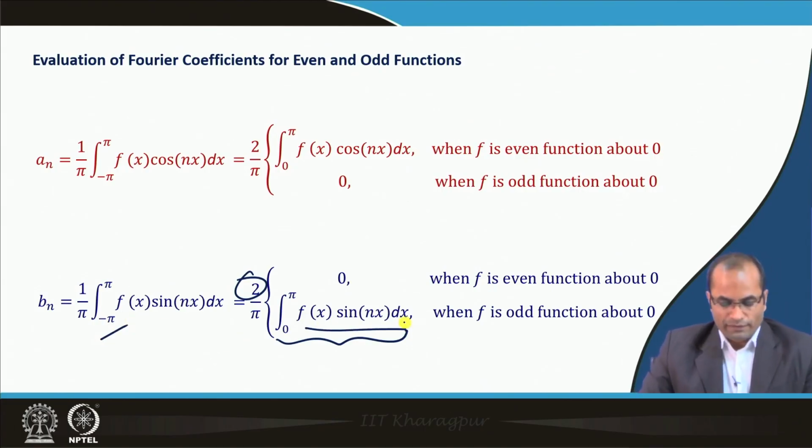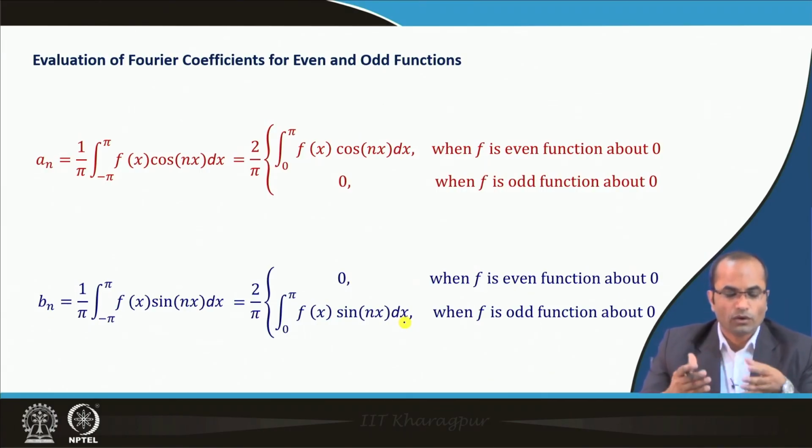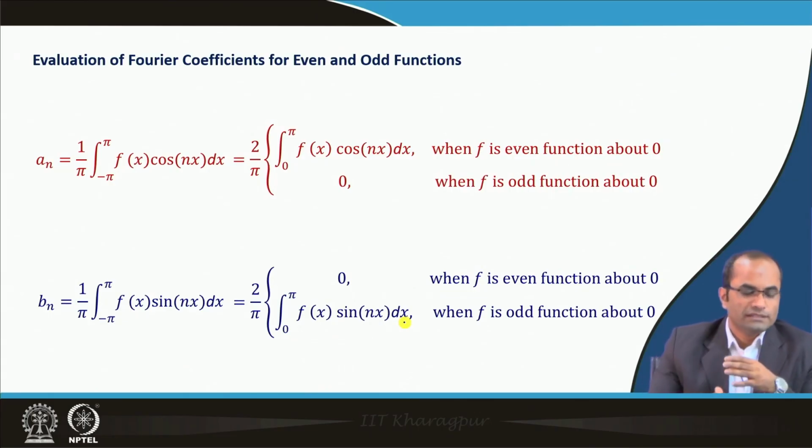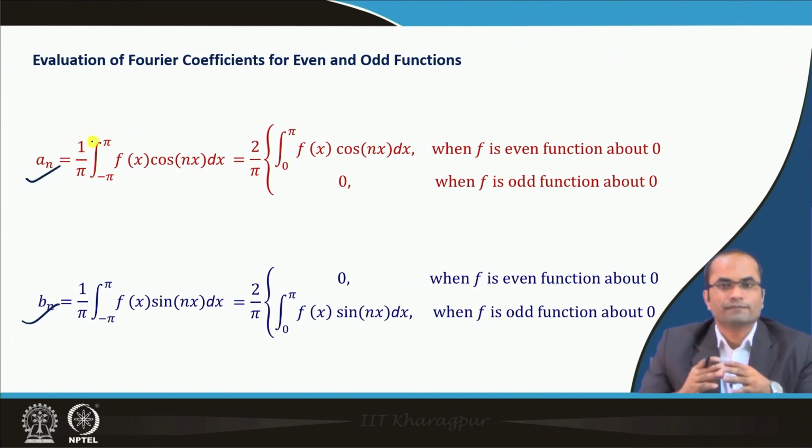So, what we have here is that if a function is odd or even, then the corresponding Fourier series will have either only the b n terms or only the a n terms.